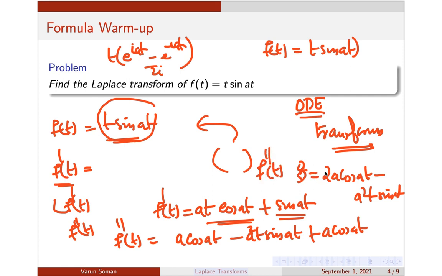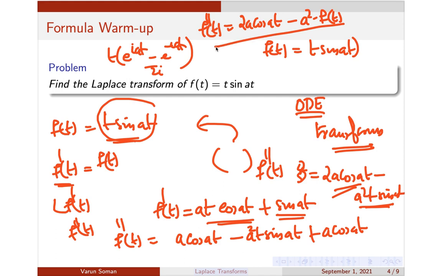In this step, if you notice, you know the transform of cos at. And if you look at the second term here, it is actually a known term, because in a square t sin at, this t sin at is actually your f of t. That is, your f double dash of t can be written as 2a into cos at minus a square into f of t. I hope it is clear. Okay, now let us apply.